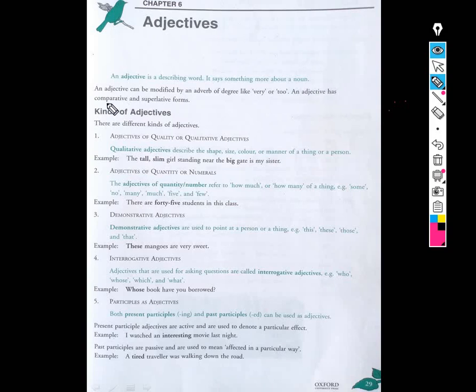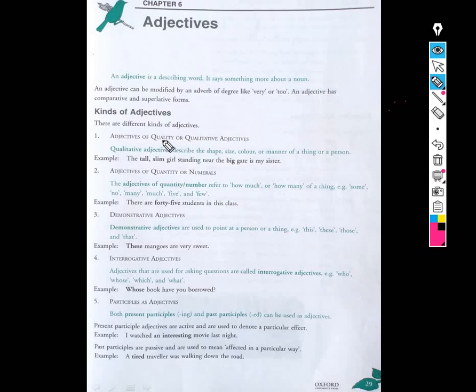An adjective has comparative and superlative forms. You may also learn that adjective has 3 degrees or forms: positive degree, comparative degree, and superlative. For example, tall, taller, tallest, big, bigger, biggest. These are 3 forms of adjectives. We will learn about them later. Now come to the kinds of adjectives. There are different kinds of adjectives.